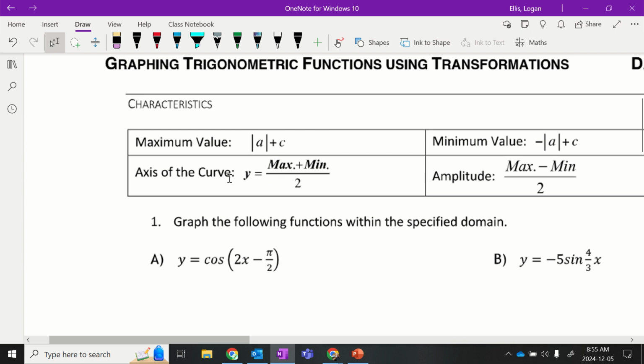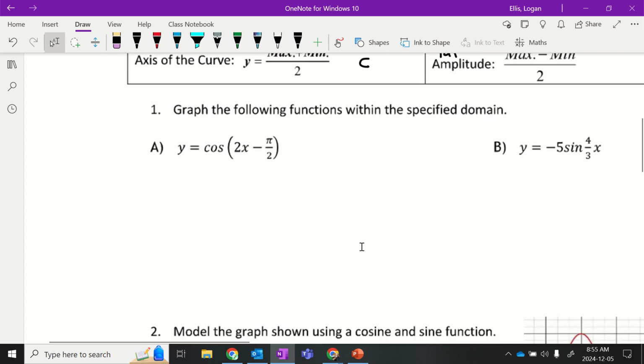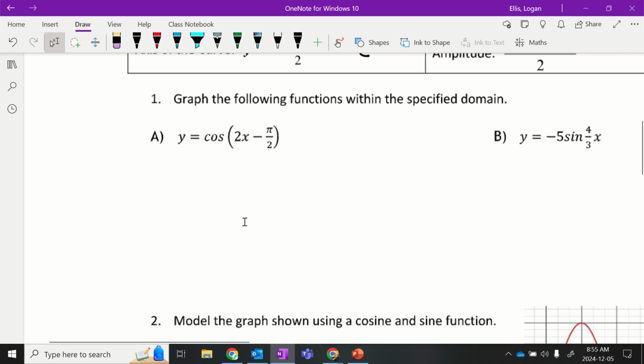And then the axis of the curve, it says y equals, the axis of the curve is again the center line, C. So amplitude is the absolute value of A. C is your max plus your min divided by 2, that's finding the average, and so on and so on. So let's go ahead and look at maybe just the graphs of these.